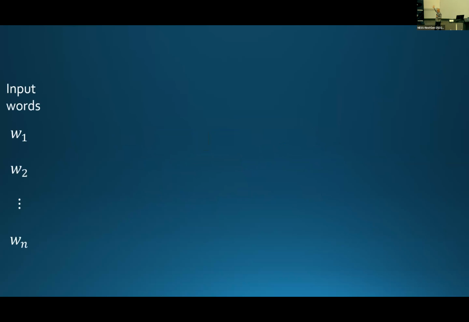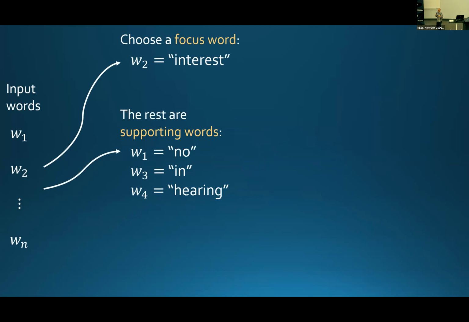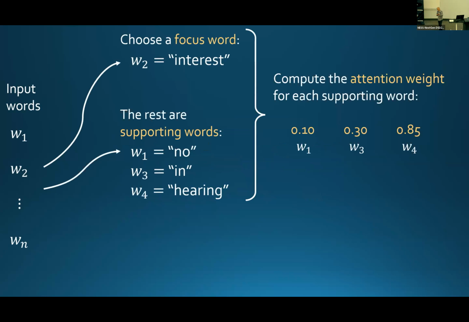This flowchart is going to go from left to right, and it's an abstract representation of a computation. The input words come in on the left. You could have n of them; in our example, we have 4. We pick one of them as the focus word that we're trying to interpret, and all the other ones are the surrounding words, and we need to figure out how important they are. Somehow, and I haven't said how yet, we're going to assign an attention weight to each of these surrounding words. We used as examples the 0.10, the 0.30, and the 0.85. Once we compute that information, here's what we're going to do with it.